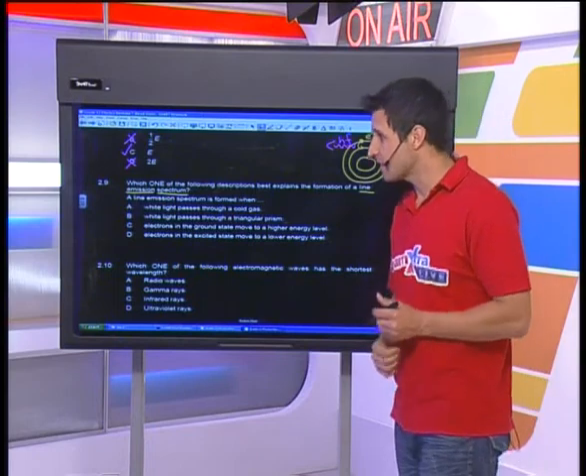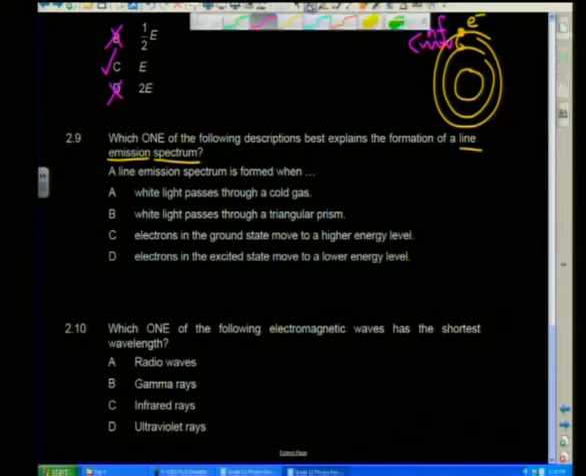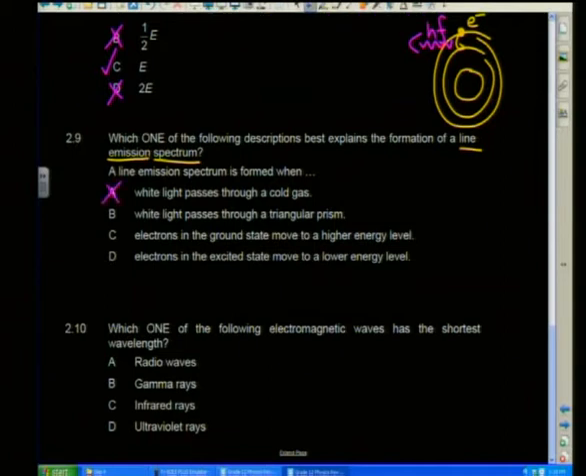Well, they say A, white light passes through a cold gas. Now that sounds kind of right, because that does make one of my spectra, but that makes an absorption spectrum. So they've tried to trick me there, because it sounds right, and it does make a spectrum, but it's not the one that I'm looking for. Okay, white light passes through a triangular prism? Definitely not. That's the one which gives me my full spectrum. Again, I've got to be so careful.